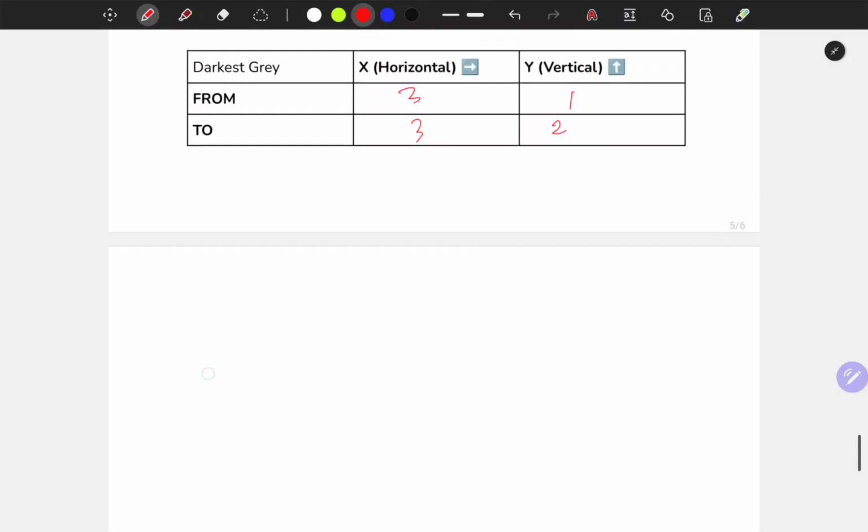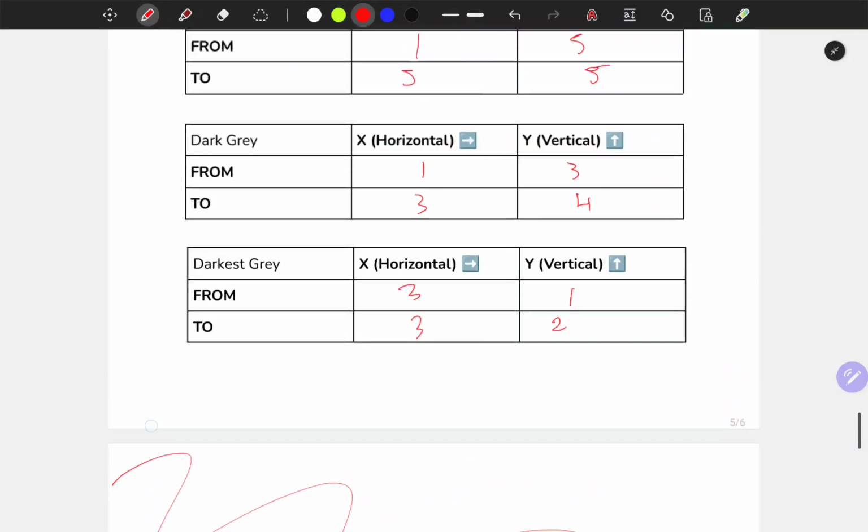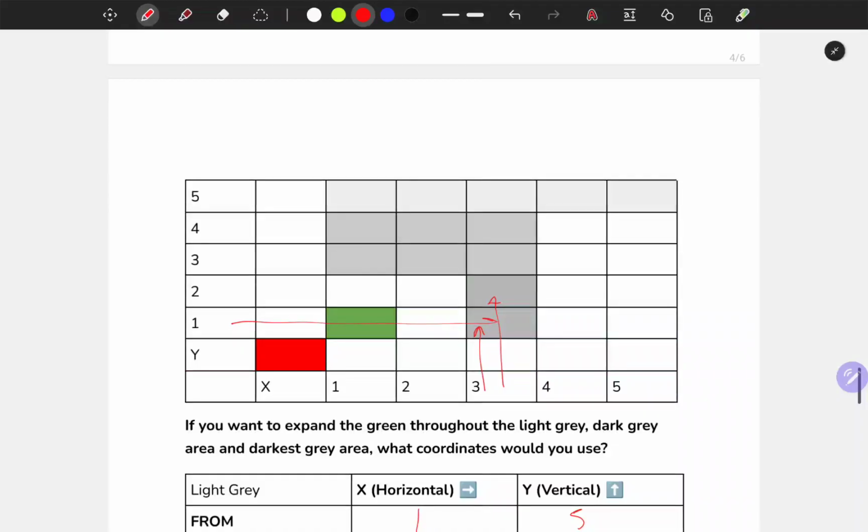Don't worry about this. I just couldn't get rid of this page because of the auto formatting of these tables, so there's nothing on here. But that is how to do this week's homework.